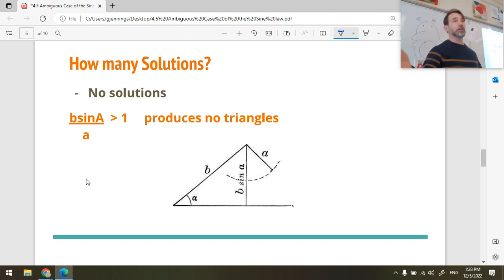That's not a triangle yet. That's like 3 lines that don't touch at one corner. It's not a triangle yet. So that's when b sine a over a is greater than 1. We would say there's no solution. And your calculator will tell you there's no solution as well.